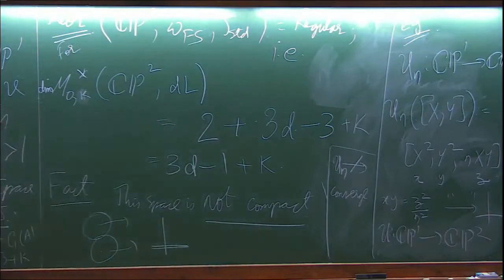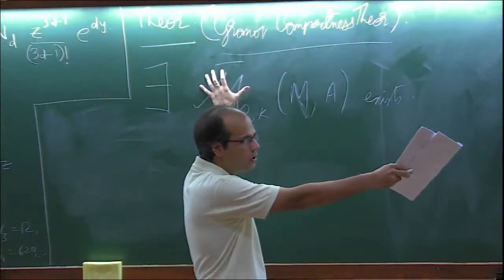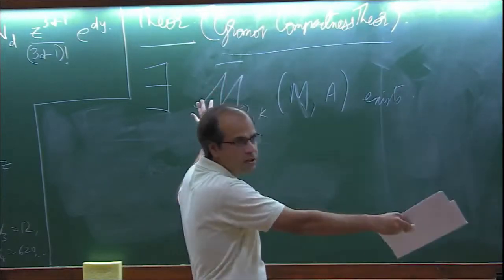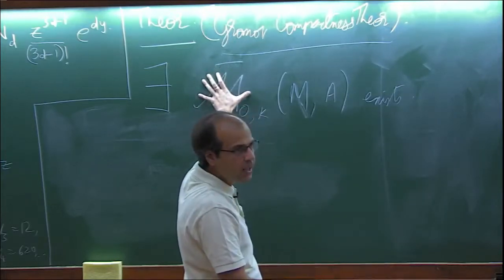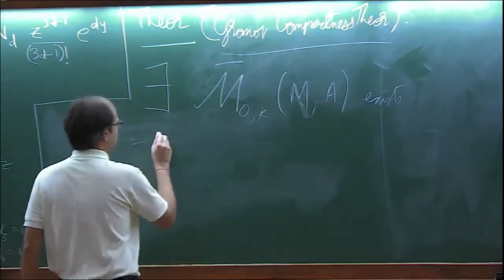So the definition of M bar is the following. M bar is your M, you have your M star, throw in all the multiply covered curves and throw in all these bubble maps. And so your M is a topological space. That's a well-defined topological space. In fact, it's a manifold. Now add these extra bubble maps, define this notion of convergence, and make this a topological space. And the statement is that this M bar is compact.